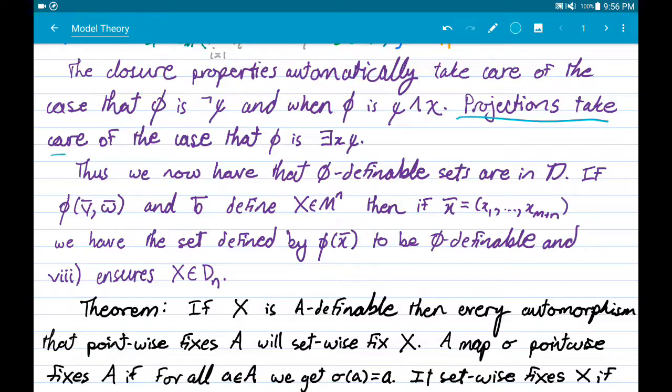Projections will take care of the case where phi is an existential quantification over some psi, and at this point I think that the basic method of proof is hopefully clear, so I'll skip the details here.